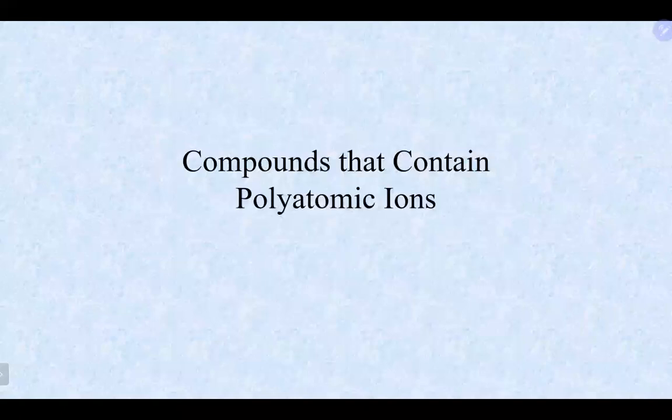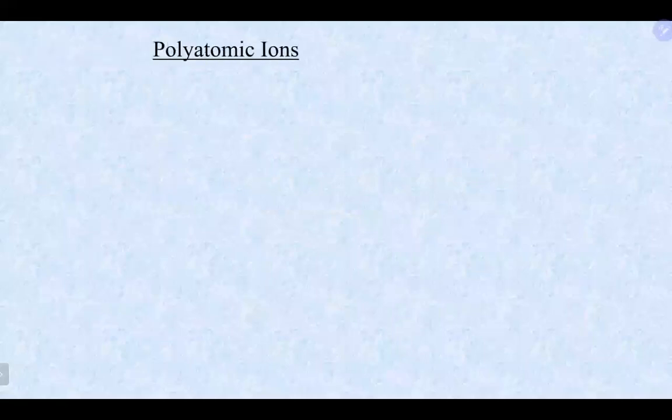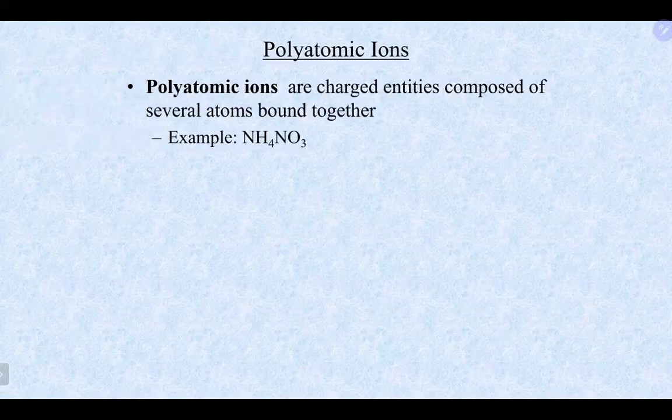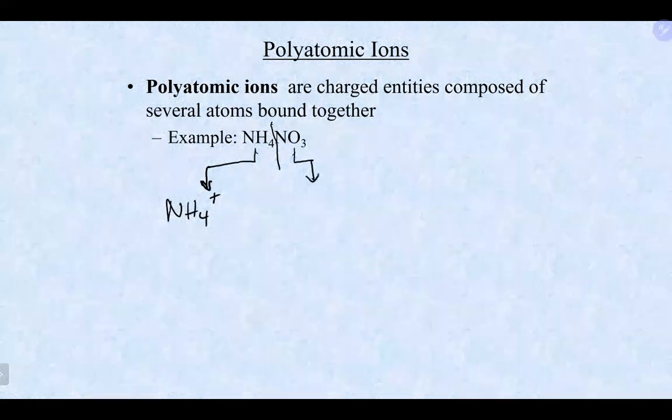Next thing we're going to talk about is actually polyatomic ions, and polyatomic ions are actually groups of nonmetals that are bound together. They are interesting things. They are held together through sharing of electrons, so they're covalently bonded, but they do have an overall charge. So when we look at something like NH4NO3, it's actually 2 polyatomic ions. The first one is NH4 plus, and the other one here is NO3 minus.